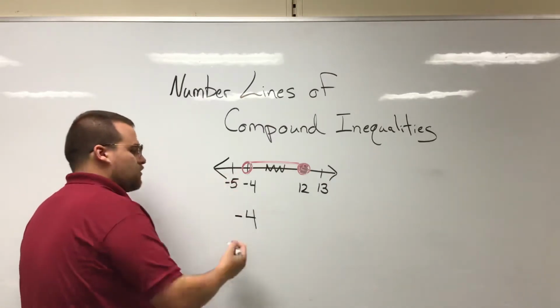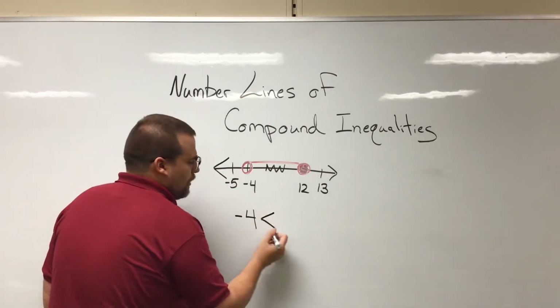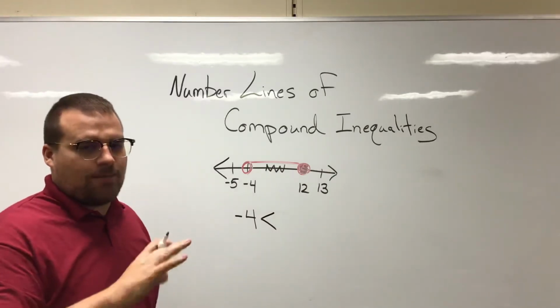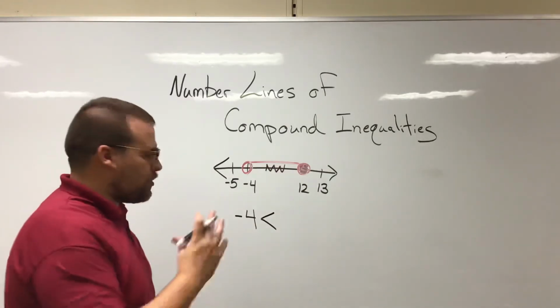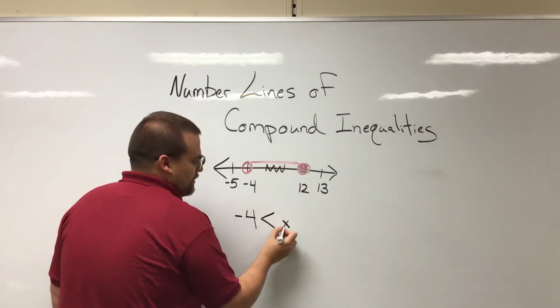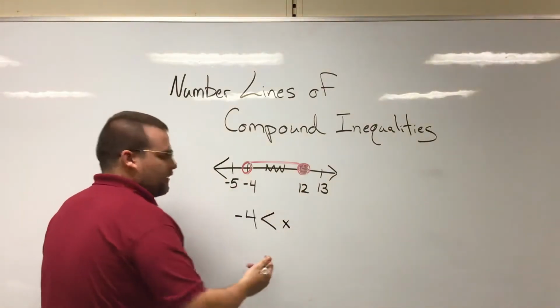Since it is an open circle, we just do less than, and we're always going to have less than signs when we do these compound inequalities that are like intervals. Always going to be less than signs. And then we have x, because x is what we're talking about, that's our variable.